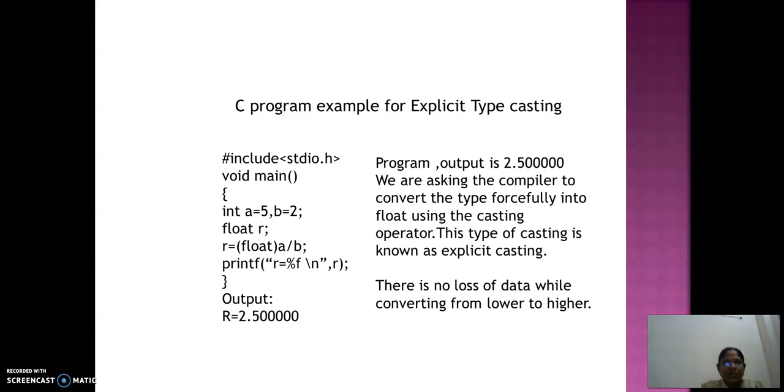So here in this explicit type conversion, there will not be any loss of data. Why? Because you are converting lower to higher. If it is from higher to lower, then there will be a loss of data.